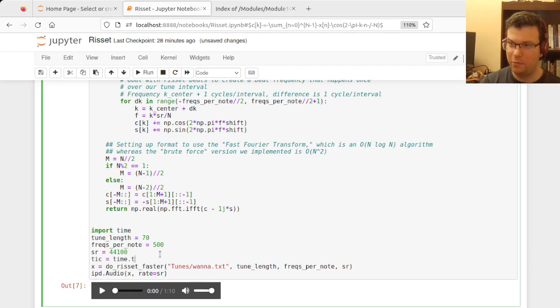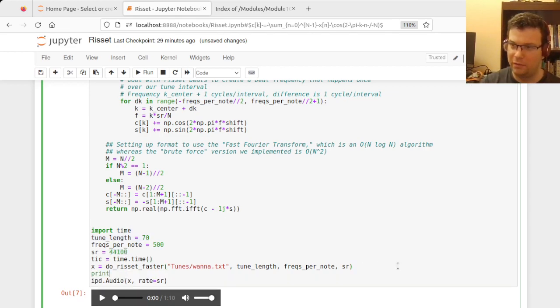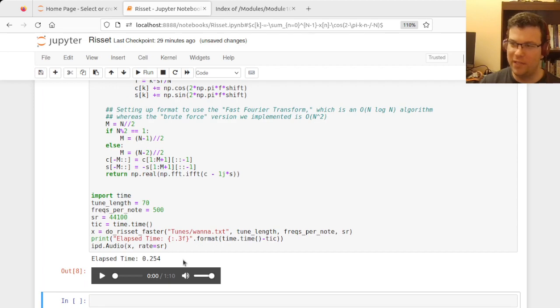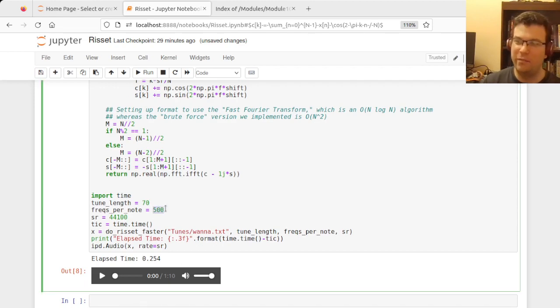So this is doing the thing where, actually, I even upped the sample rate too. Now I'm at a sample rate of 44,100 per second. Before, I could only do 8,000. I sacrificed a little bit, but this is so fast I can up my sample rate. So let me go ahead and print out the elapsed time. In a quarter of a second, I was able to do 500 frequencies per note over 70 seconds at a much larger sample rate.